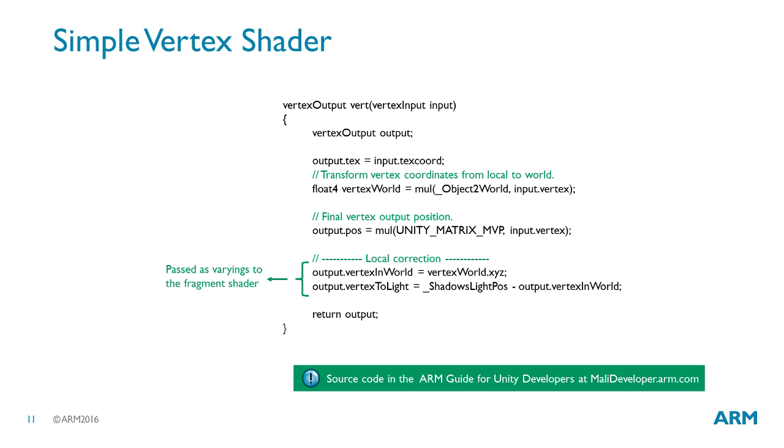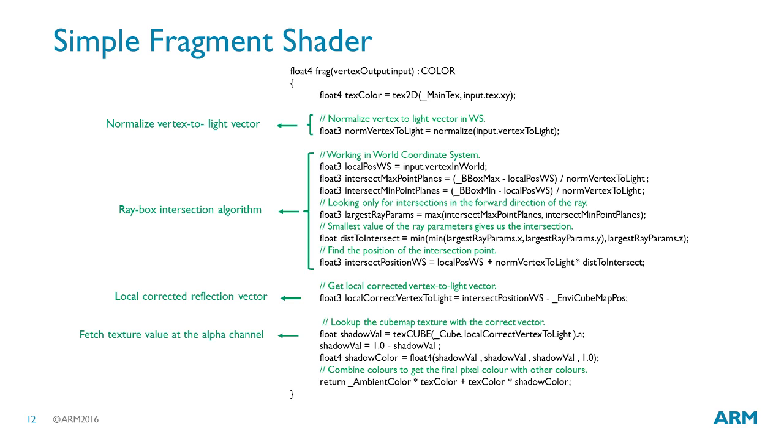So this is the shader implementation. In the project, it's a little more complicated because we are adding some other stuff there, but basically it's that. In the vertex shader, we need to calculate the coordinate of the vertex in world coordinates, and we build the vertex to light vector, and we pass those as varyings to the fragment shader.